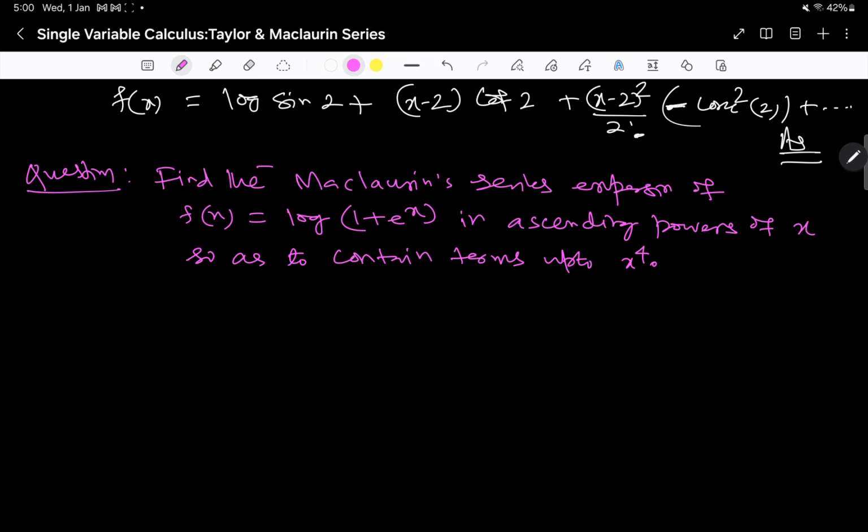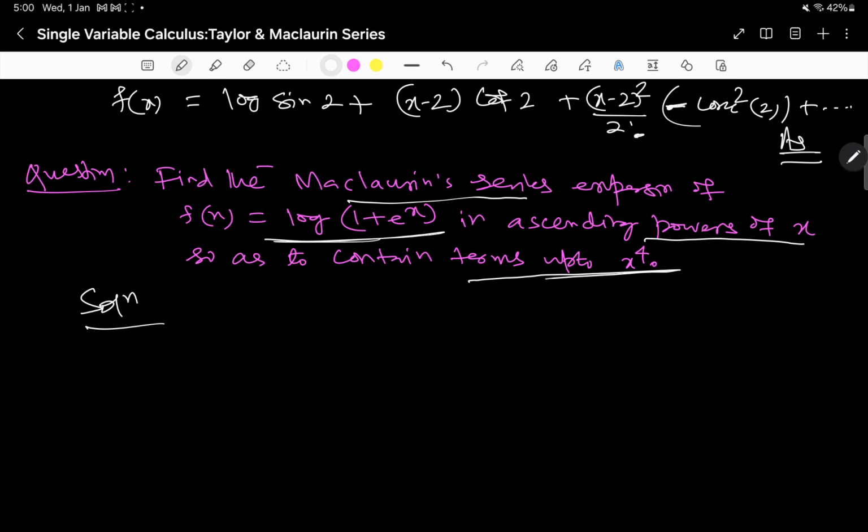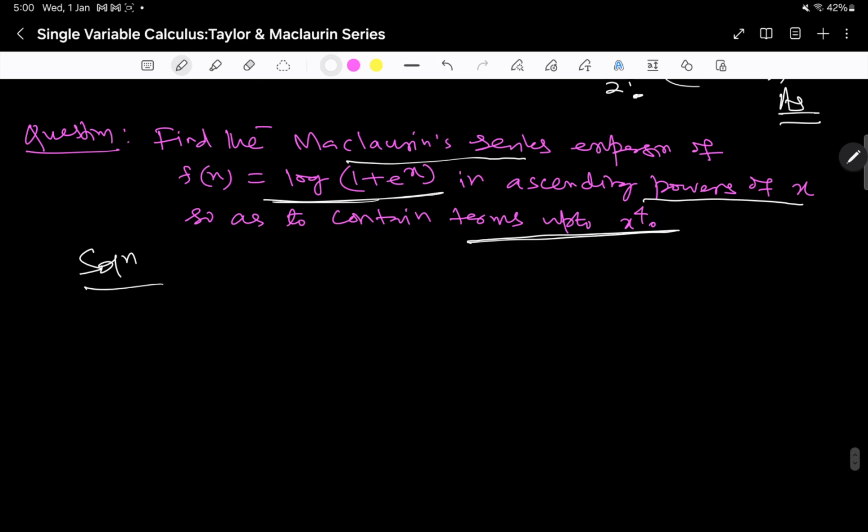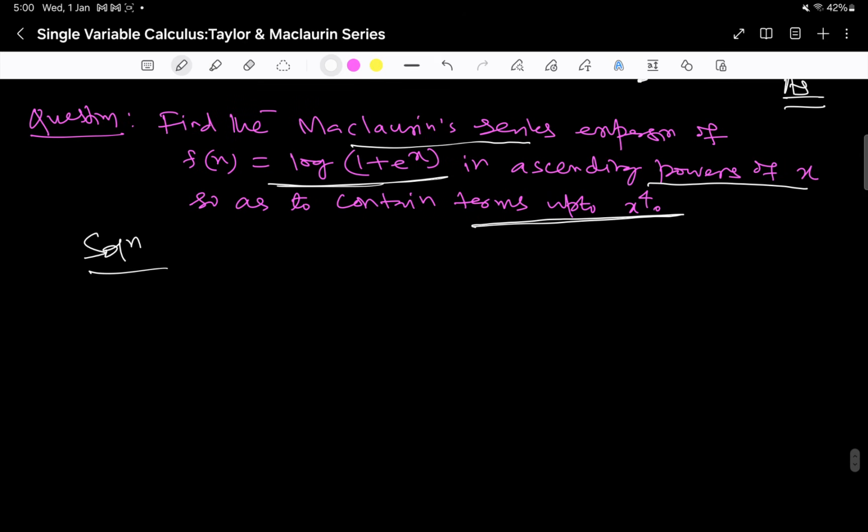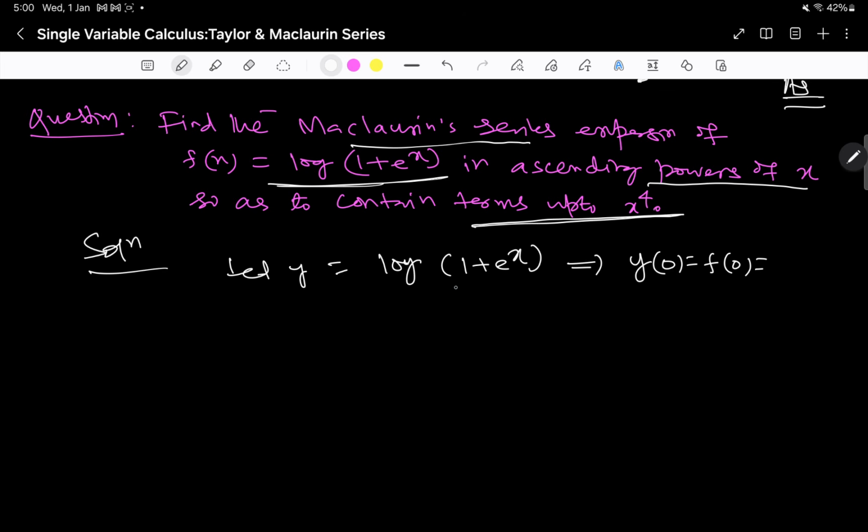Next, coming to one more example. One more question is, find the Maclaurin series expansion, meaning Taylor series about origin, of the function log of 1 plus e to the power x in ascending powers of x up to the terms containing x to the power 4. Okay, so here we need a finite number of terms, as asked in the question, right? So let y is equal to log of 1 plus e to the power x, right? So y of 0, or f of 0, is log 2.